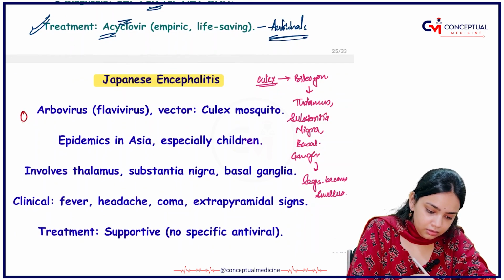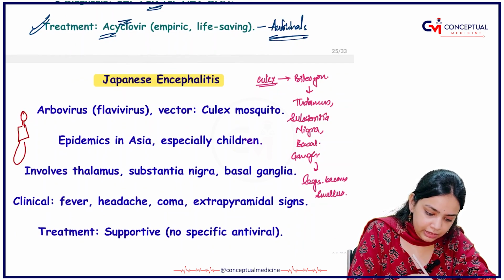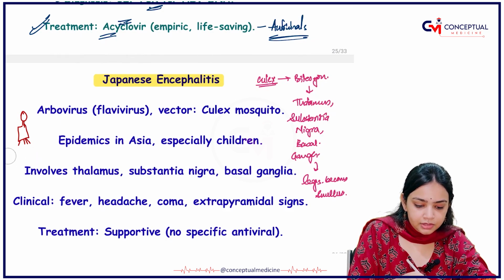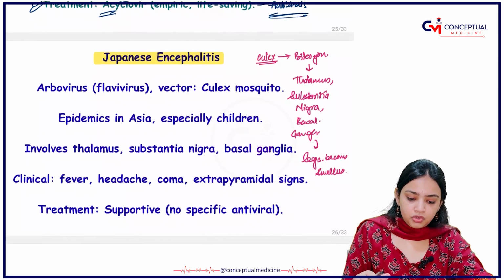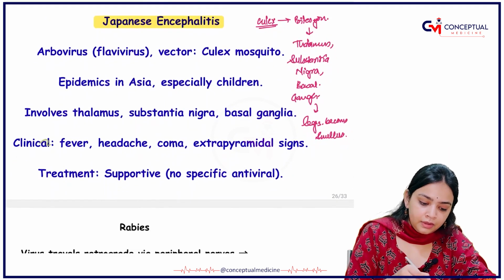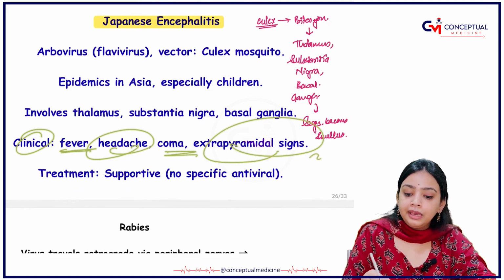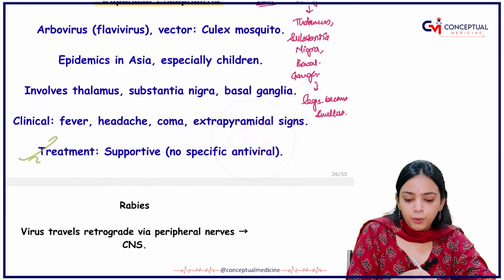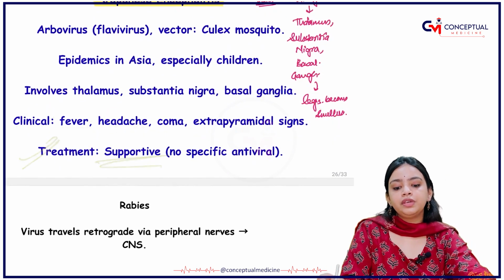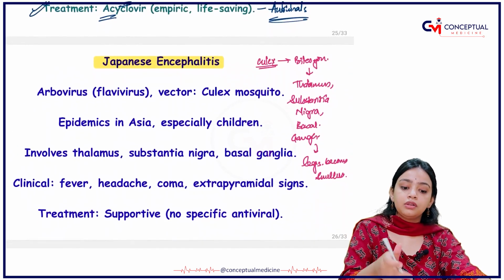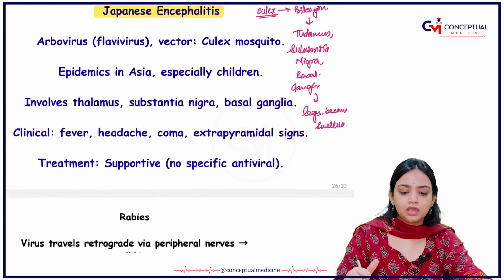Like, this is a person. This will be one leg of the person, and this will be the other leg of the person. So this is nothing but the encephalitis. Then clinical features will be fever, headache, coma and extrapyramidal signs. What is the treatment you will give? Treatment is always supportive. There is no specific antiviral involved. Causative agent is your Culex mosquito.